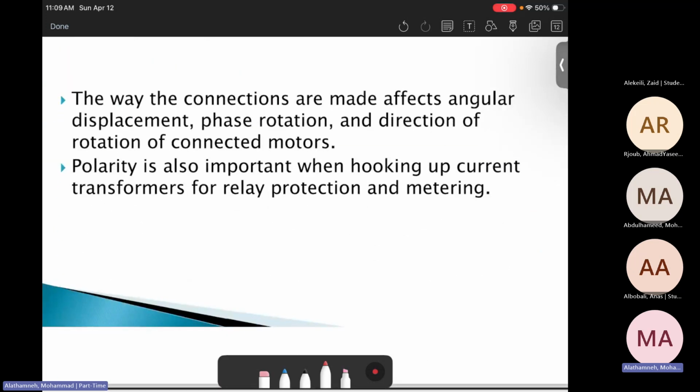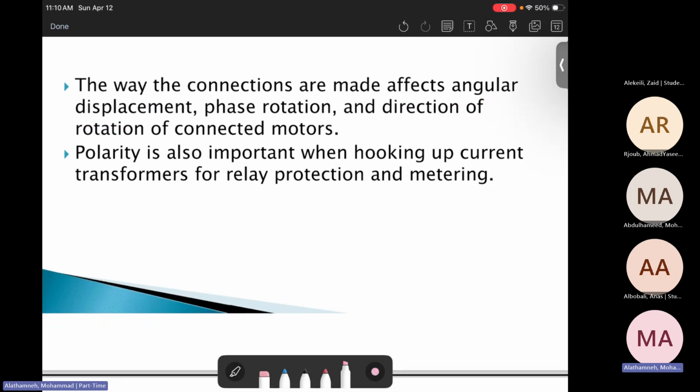Okay, so for the way we make the connection, we need to make sure of the angular displacement, as I said, like YD11 or YDY11, etc. Phase rotation as well, the sequence, the direction of the rotation.